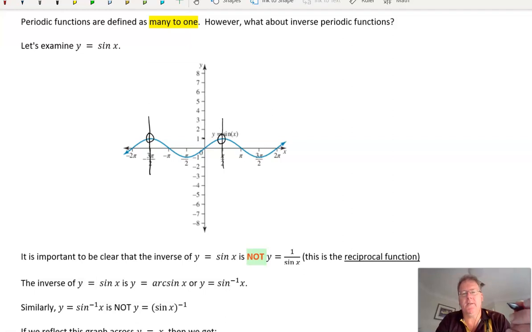Okay, so it still is defined to be a function, but it has a different ratio because there are many x values that give the single y, but there's only one y for every x that defines our function.